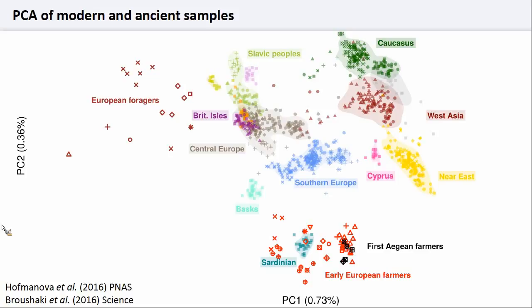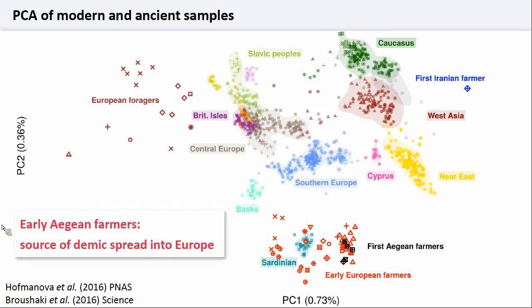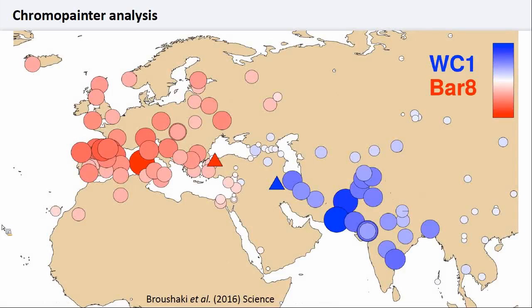Okay? But now, how can we trace that even further back to the Fertile Crescent? The answer is no, because our first Iranian farmer that we had, there's one sample from Iran, shows up here. So it's in a completely different place, suggesting that our Iranian first farmers are genetically not related to the Aegean first farmers. Okay? We can further look at that using a different type of analysis.